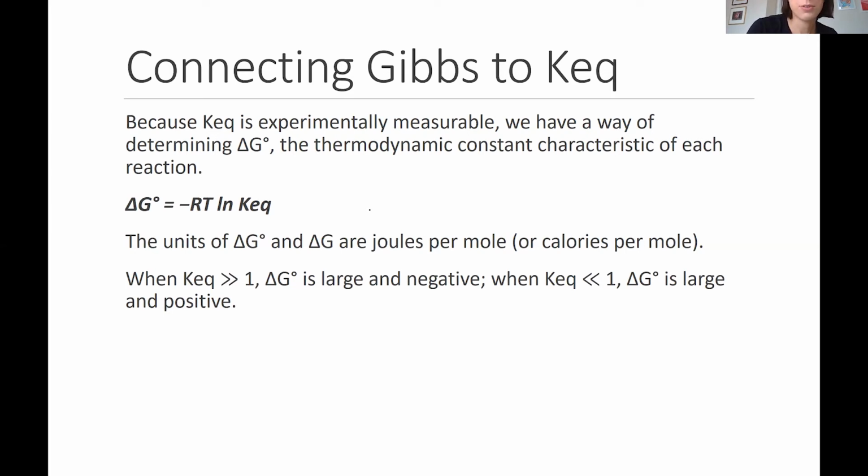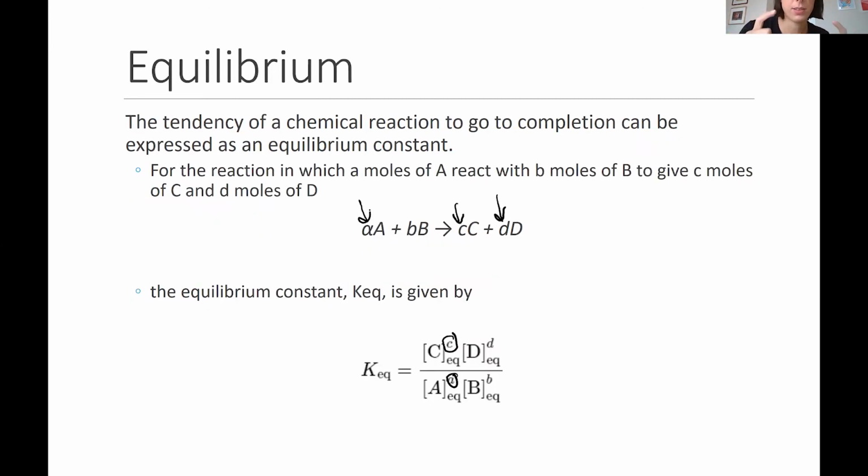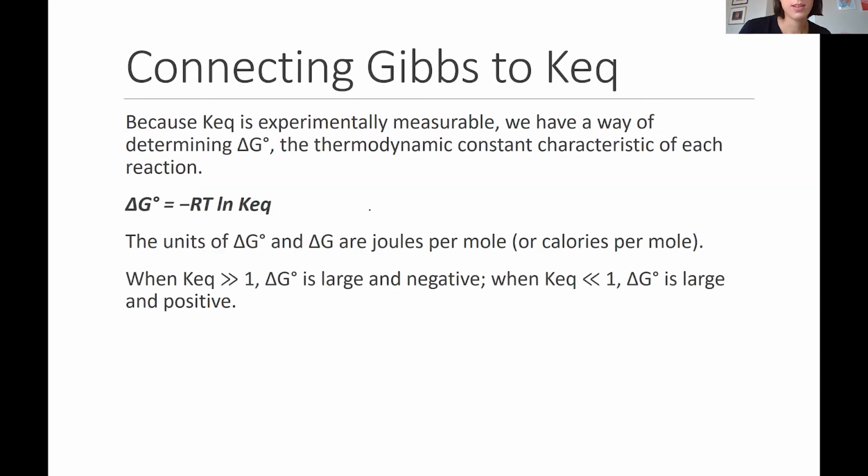Delta G is equal to negative R. R is a constant. T, that's temperature, times the ln. This is the natural log. So remember how to do logs and natural logs. The natural log of whatever your equilibrium constant calculated was. So Keq, this is based on concentrations that you have. So if you know the concentrations of a reaction, you can calculate your Keq, and you can also calculate if it is an energetically favorable or non-favorable reaction.